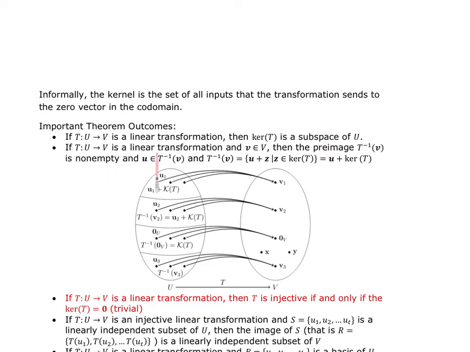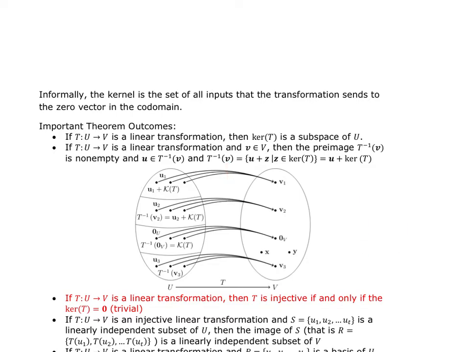The next one is that if T is a linear transformation and v is an element of my codomain, then the pre-image must be non-empty. So I'm going to have that transformation and not have anything left over. And u must be in the pre-image of v, and the pre-image of v must be equal to u plus the kernel.